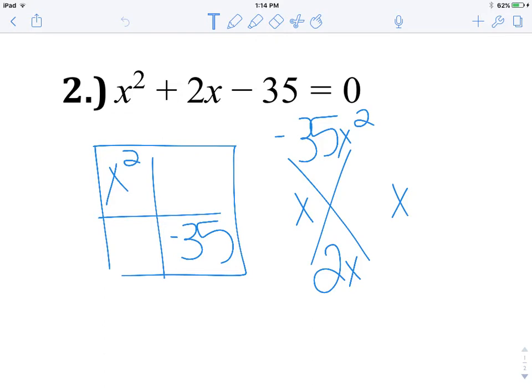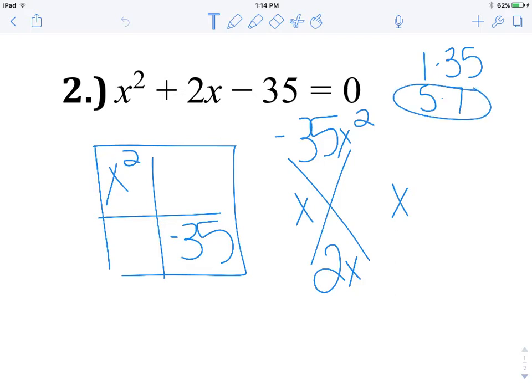You can make a list if you want to. Maybe you have some off the top of your head. I'm just going to make a quick list here to show you what I'm talking about. We only have two options, 1 and 35, and 5 and 7. Looking at what we have, we need a positive number and a negative number.